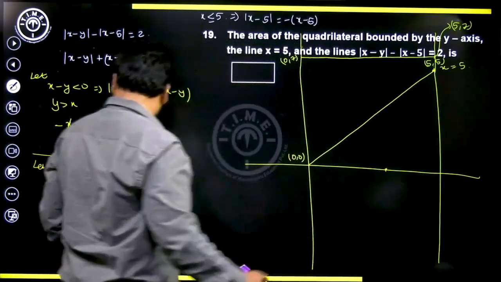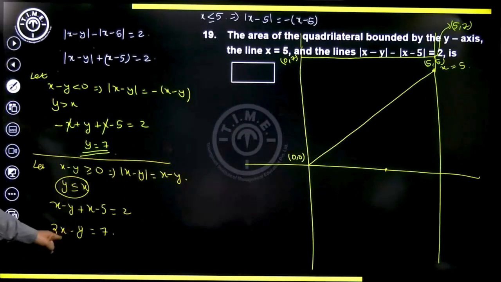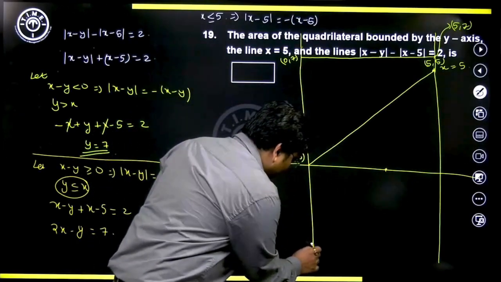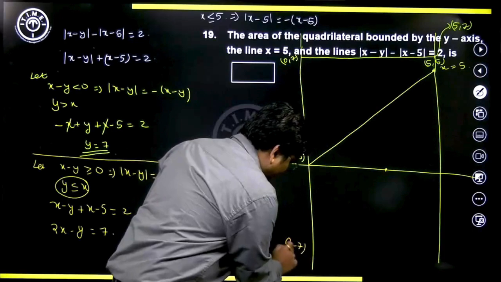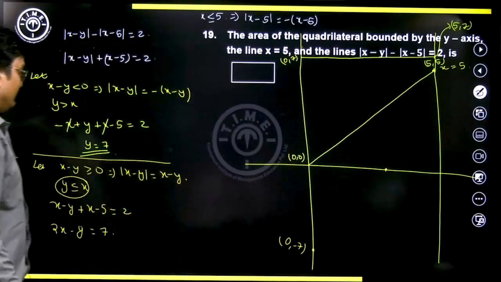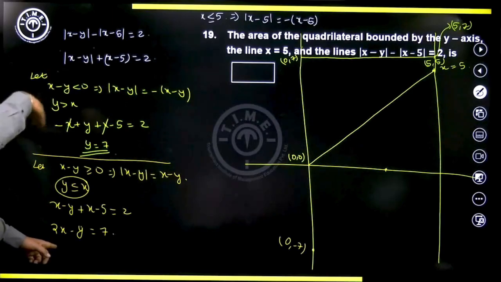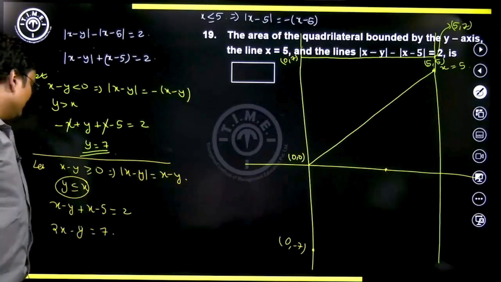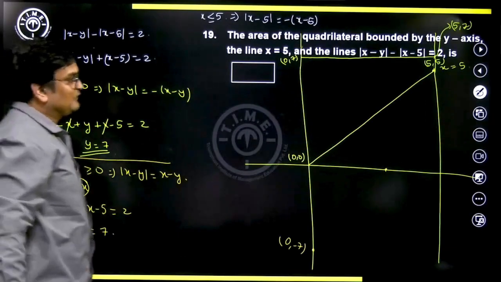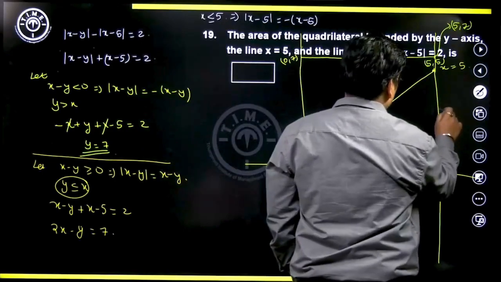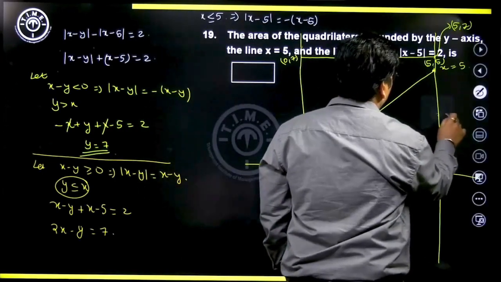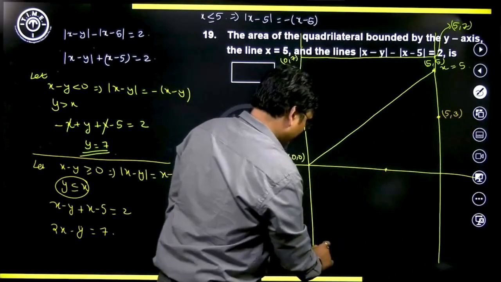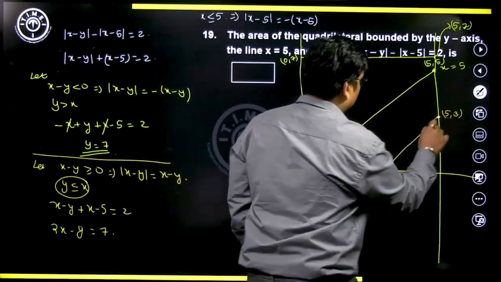Or let's do one thing. Put x equal to 0. When you put x equal to 0, you will get y as minus 7. So somewhere here. And next you put x equal to 5, the other boundary that we have for this region. When x equals 5, the value of y will be 2 into 5, 10, minus 7, 3. So 5 comma 3, probably somewhere here. So this is the second line that we have.